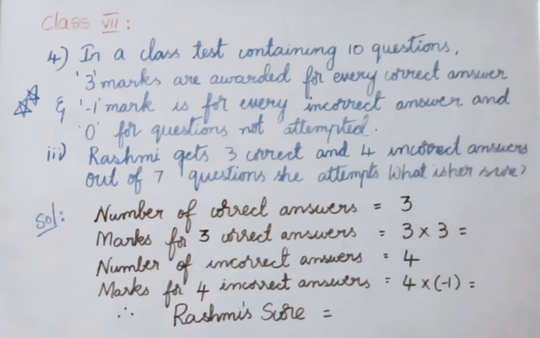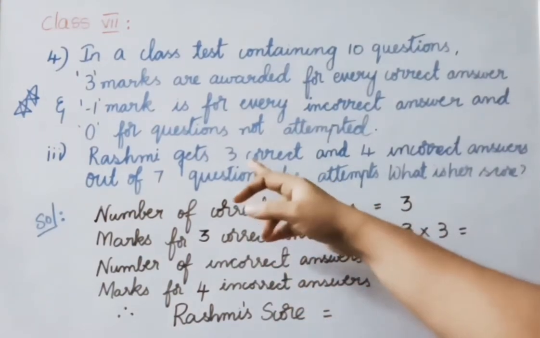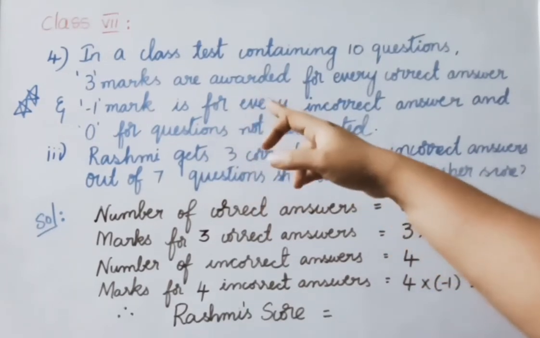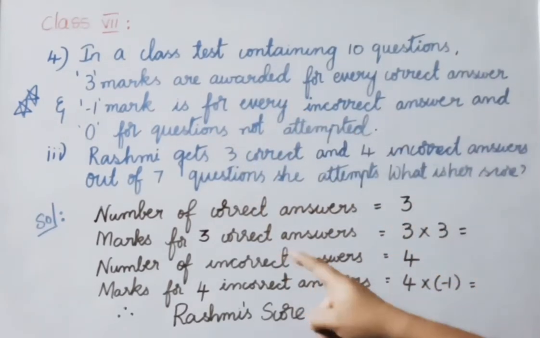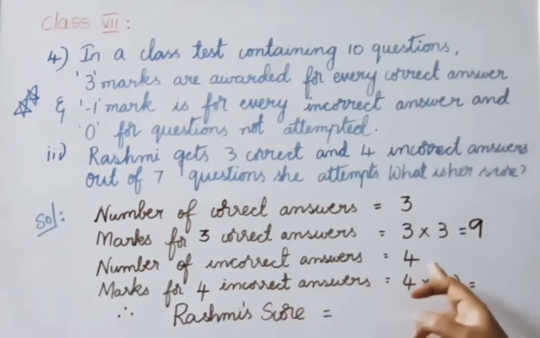So that is calculated. Now we have to find marks for the remaining 7 questions. Let us see the number of correct answers. How many correct answers did she give? 3. What are the marks for each correct answer? That is 3. So marks for 3 correct answers equals 3 into 3, that is 9. Next, how many incorrect answers did she give? 4. Therefore, the number of incorrect answers equals 4.